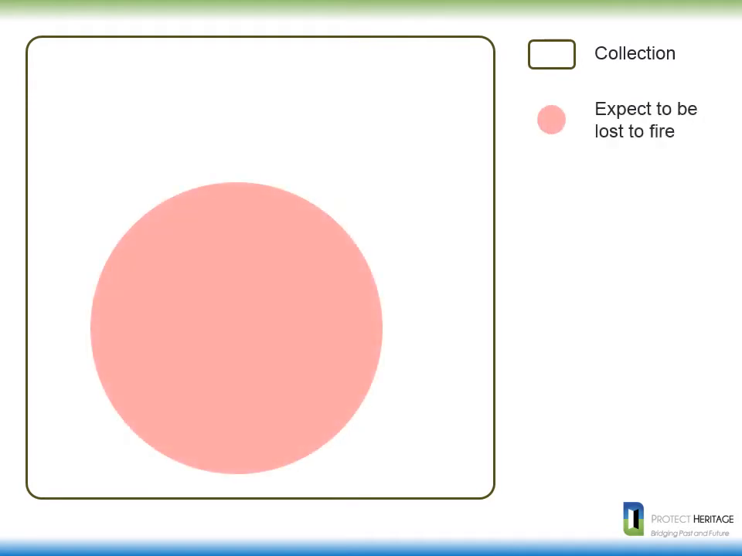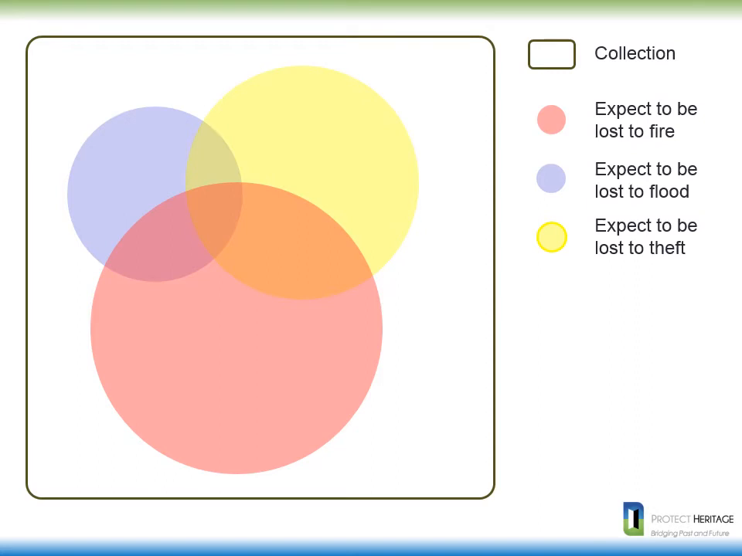Consider the whole area of this rectangle to represent all the objects in the collection. This reddish circle represents the number of objects we expect to be lost due to fire over the next 100 years. This blue circle represents those objects we expect to be lost due to flood, and the yellow circle represents the number of objects we expect to be lost due to theft. Now, this area outlined in green represents the pairwise intersection of fire and flood loss. If we simply add fire and flood risk, we would be double counting the loss of these objects.